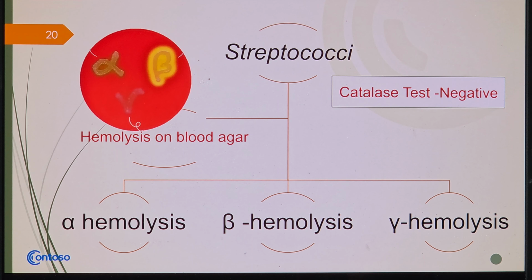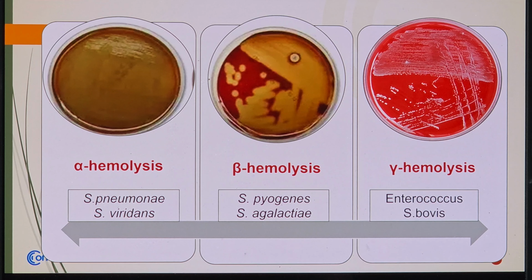If it is catalase negative, then the organism is suspected to be streptococci. Then hemolysis on the blood agar plate is mainly examined. Three types of hemolysis are seen: alpha hemolysis, beta hemolysis, and gamma hemolysis. Alpha hemolysis is the greenish discoloration around the colony. Examples are Streptococcus pneumoniae and Streptococcus viridans. Beta hemolysis is the complete clearing around the colony. Examples are Streptococcus pyogenes and Streptococcus agalactiae. And gamma hemolysis means no hemolysis, mainly seen in Enterococcus and Streptococcus bovis.